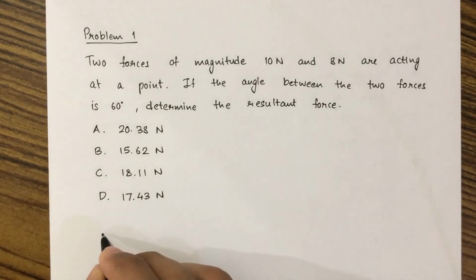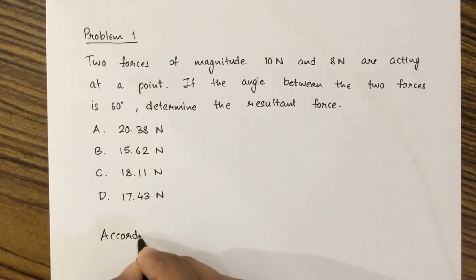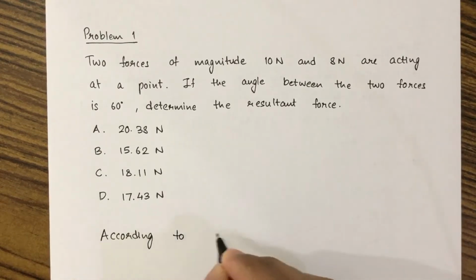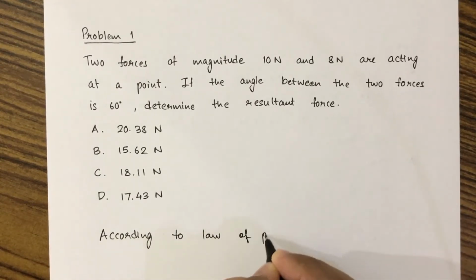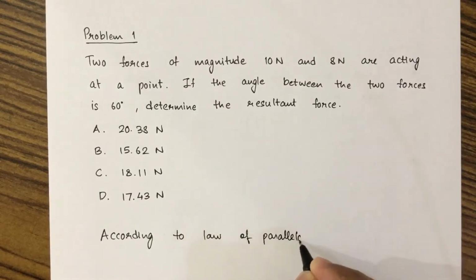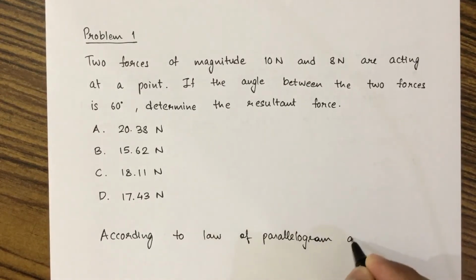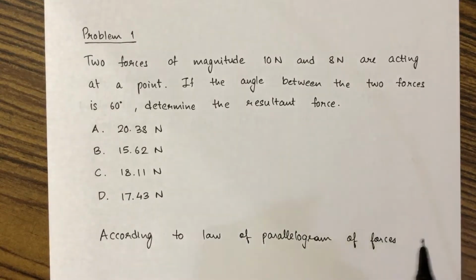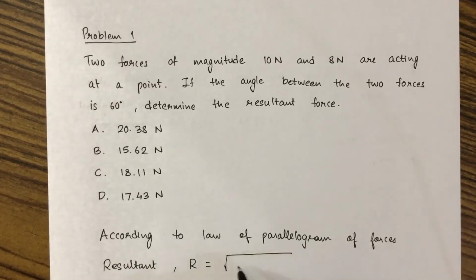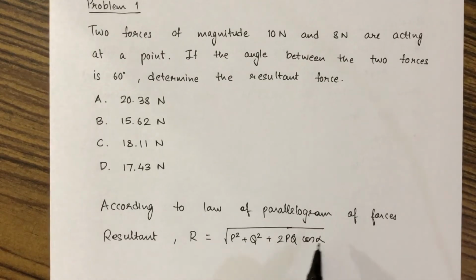Now, according to the law of parallelogram of forces, the resultant was given as R is equal to under root of P square plus Q square plus 2PQ cos alpha, where alpha is the angle between forces P and Q.